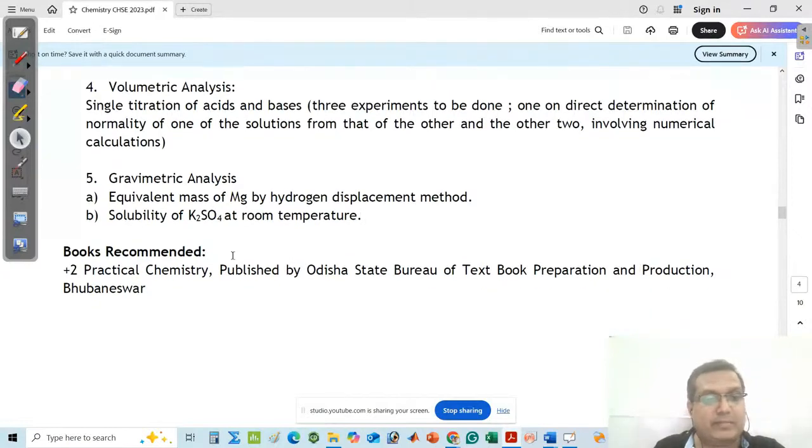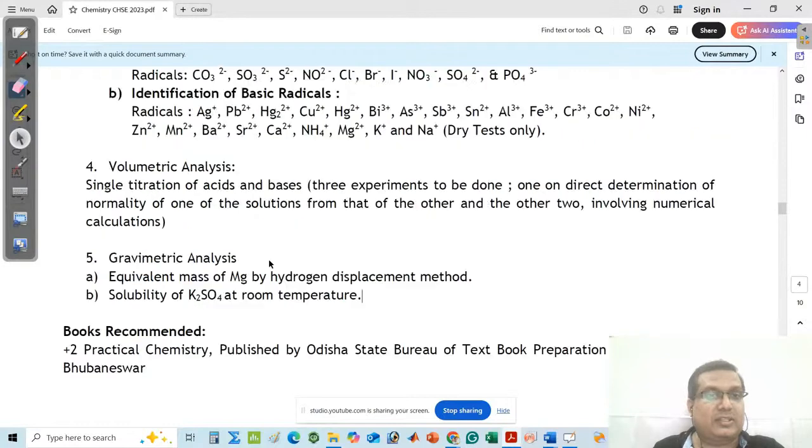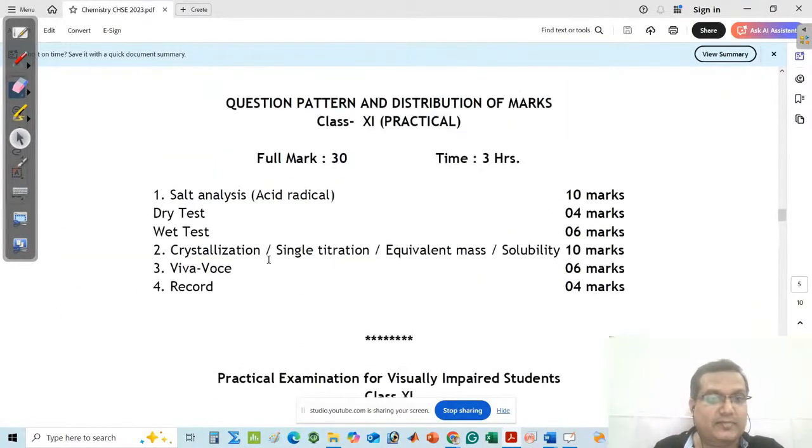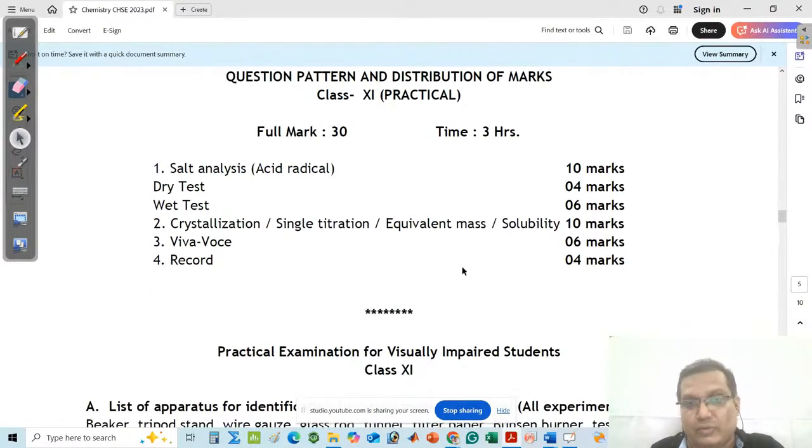Book recommended for practicals: Plus Two Practical Chemistry, published by Odisha State Bureau of Textbook Preparation and Production, Bhubaneswar. This is all about the experimental content. Next, move to the mark distribution for the practical. There are 30 marks. Time duration is 3 hours.